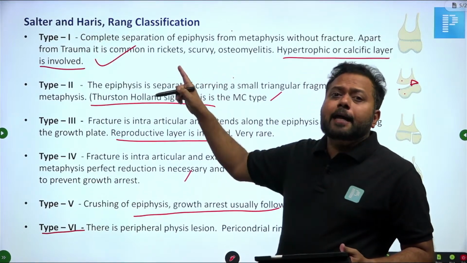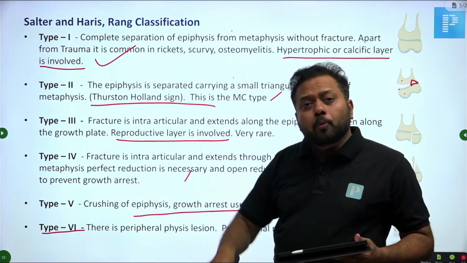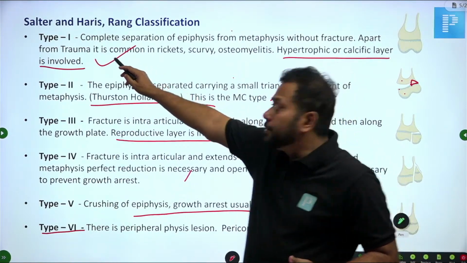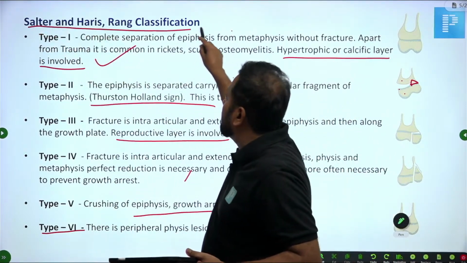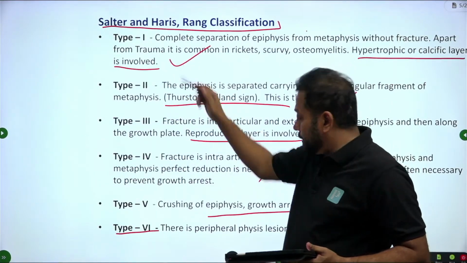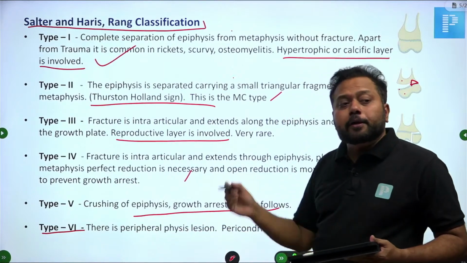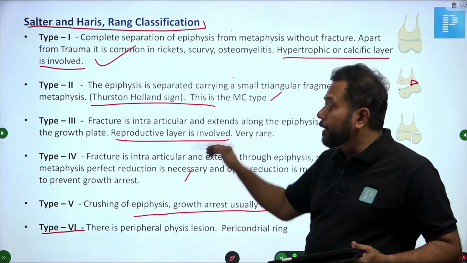That's called Salter and Harris classification. Latest thing, Rang has added one more type, type 6. So nowadays the classification system is called Salter, Harris and Rang classification. Very important, dear friends. This is the latest classification, Salter, Harris and Rang classification. So there is perichondrial physis lesion which is called perichondrial ring.